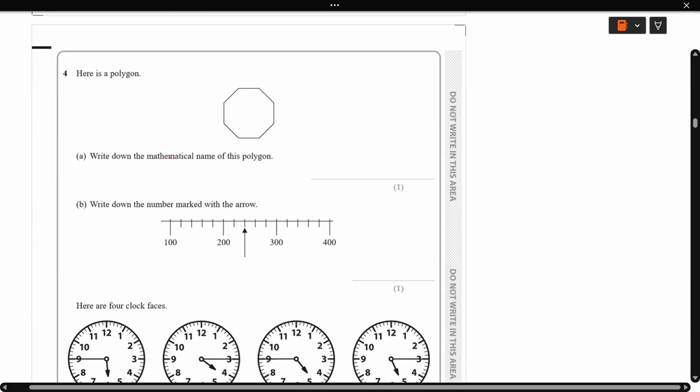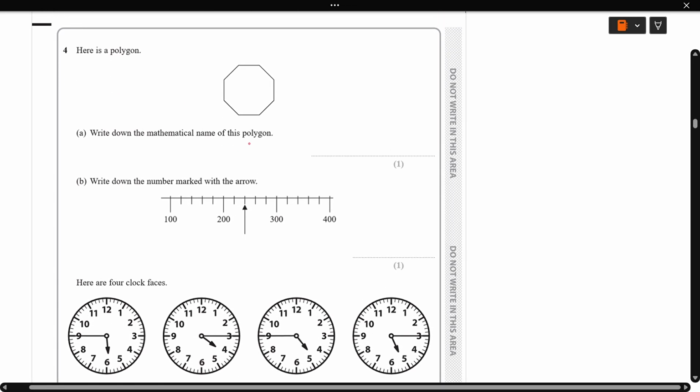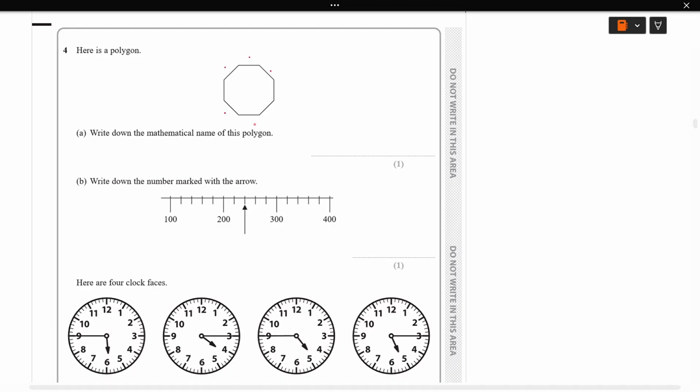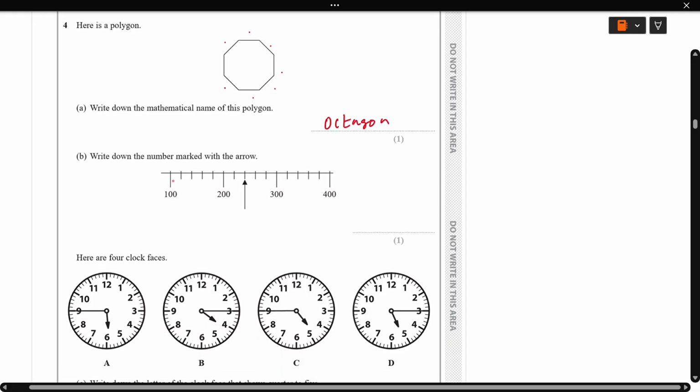Okay, next, here is a polygon. Write down the mathematical name of the polygon. So we need to count how many sides: 1, 2, 3, 4, 5, 6, 7, 8. So 8 sides is going to be an octagon.